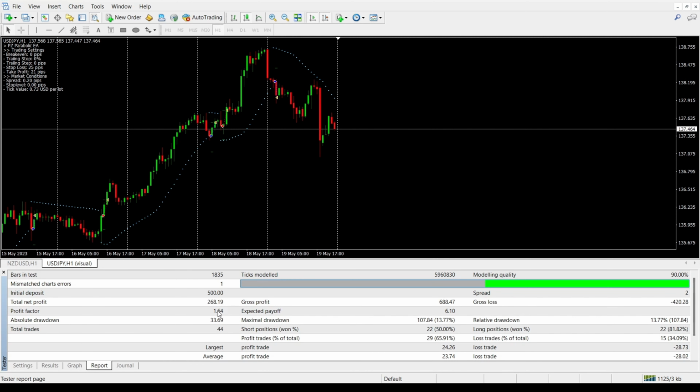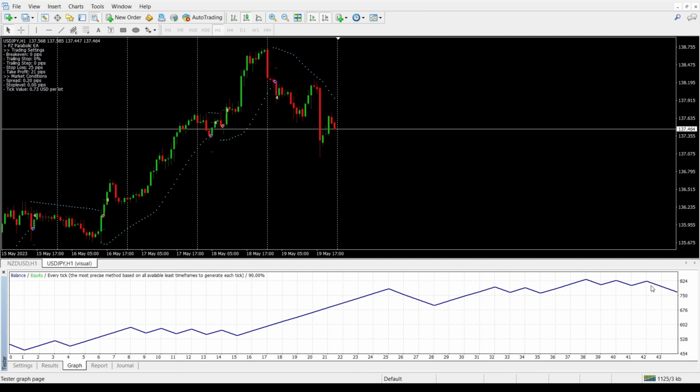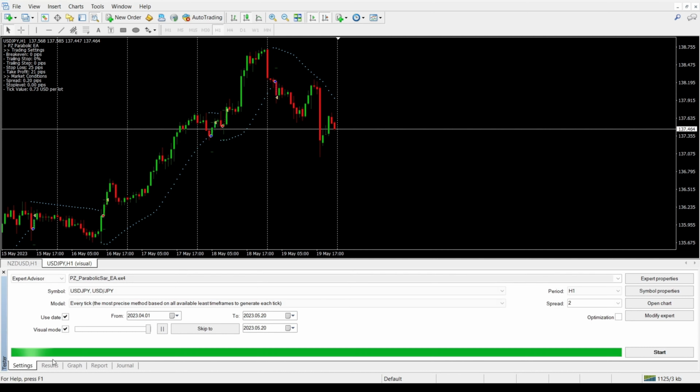You can see over here we've made a total of $268, only 44 trades taken, drawdown of 13%, which is a little bit high, but we could lower the lot size here or even halve it, still make a good profit and literally halve that drawdown. But that's still not a bad drawdown. If you look at the equity curve, it didn't really suffer much of a drawdown overall. So there's the back test of that one.